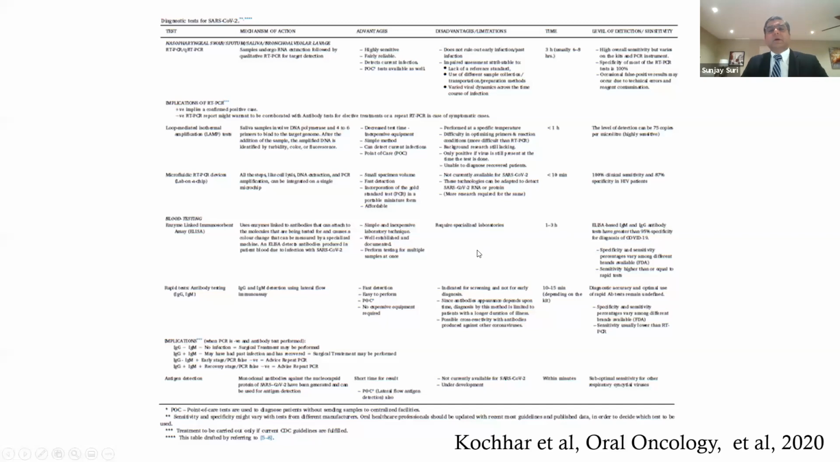And this is from a paper that one of our co-authors, Dr. Kocher, who is also an author in the paper, discussed. He published a number of papers in different journals on COVID-19, but this is one from his letter to the editor in Oral Oncology. And he summarized the different types of tests that are available. Again, tests continue to evolve, but the gold standard continues to remain the nasopharyngeal swab, reverse transcriptase PCR test that's done.